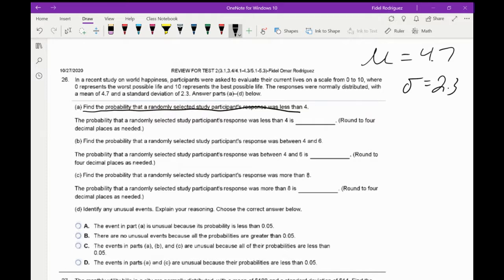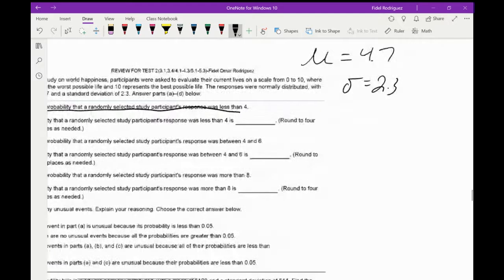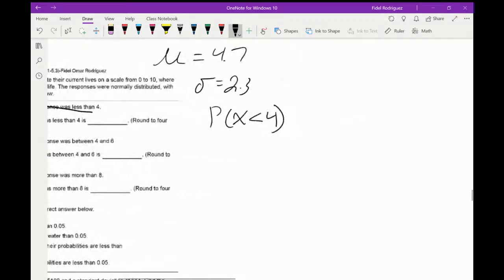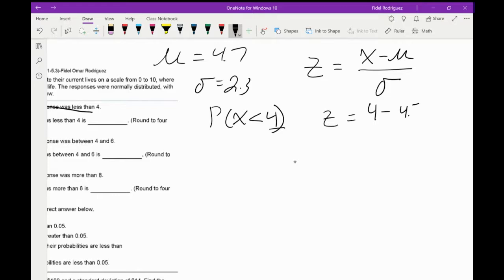Part A says, find the probability the randomly selected participant's response was less than 4. Okay, so they're asking us, can we find the probability that X is less than 4? We can definitely do that. What we're going to do first is convert that X value to a Z-score. So we're going to do just like we did in problem, whatever it was, 21 or 22 a little while ago. We're going to take this X value of 4, go minus 4.7, put that in parentheses, and divide it by 2.3.